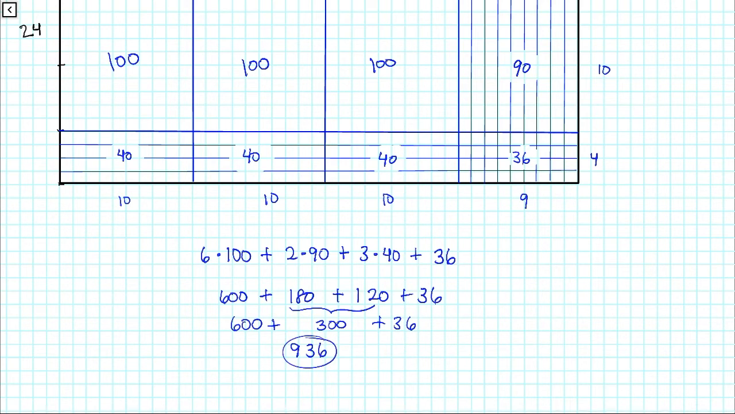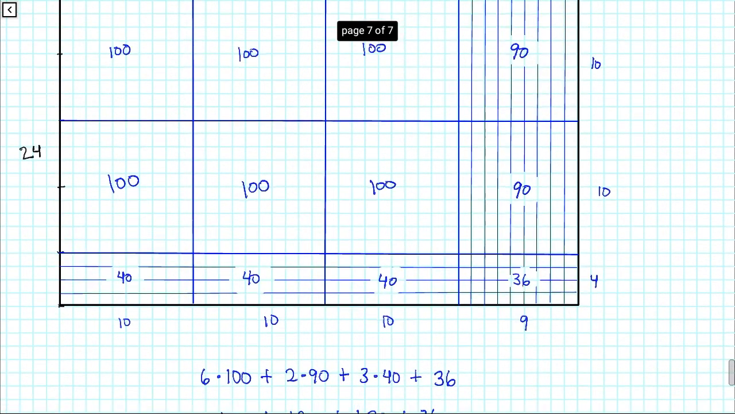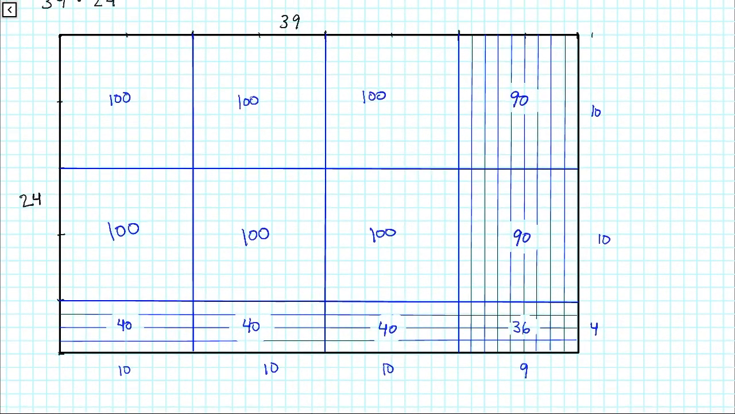So this means if I was to count every single one of these little squares in here, I would have 936 individual squares. But of course, instead of counting them one by one, sectioning off this grid allows us to count them in groups. Okay, I want to do this again.